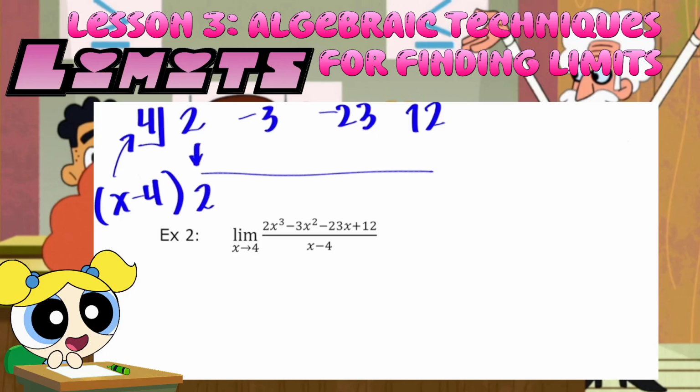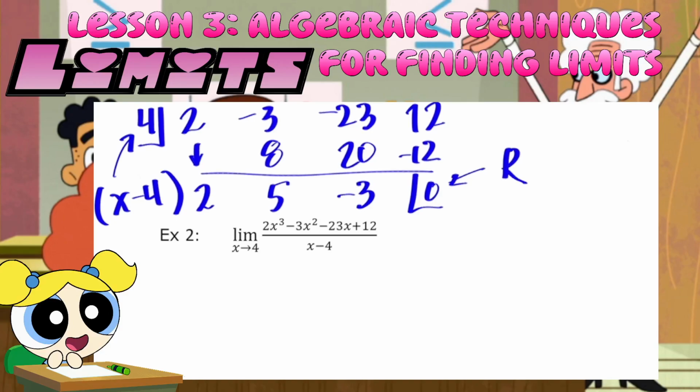Bottom number 2 times box number 4 is 8. Add straight down, 5. Bottom times box, 5 times 4 is 20. Add straight down, negative 3. Bottom negative 3 times box 4 is negative 12. Add straight down, 0. That's the remainder, and that is what I got. Isn't this math a little cuter than the math I did before?